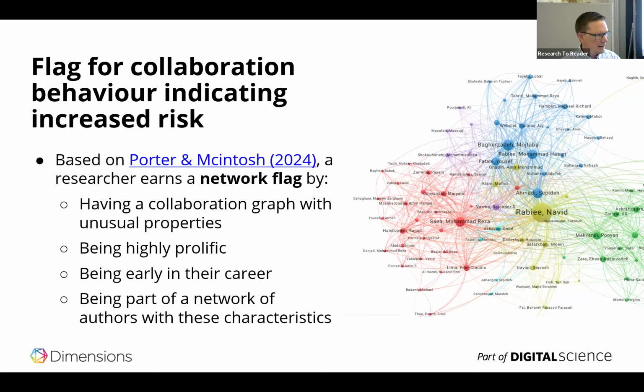Now, we call this a network flag in Dimensions Author Check, but it's essentially saying, in addition to knowing each and every paper that an author has published, and if there's a problem with that, we can also identify issues with their author network and their collaborations.